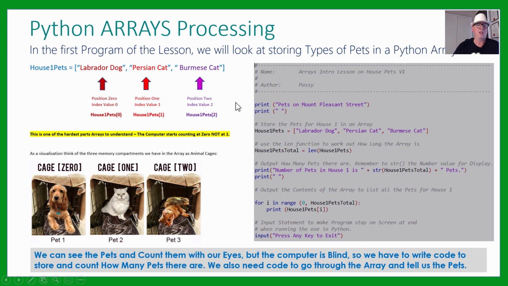All right, so when we set up the Python program for this, it takes a bit of work, because remember, we can just look at those cages. We've got eyes and we can see, we can count, okay, there's 1, 2, 3 items in the array there, and they start numbering at 0, 1 and 2 for the positions. But of course the computer's blind, and so we have to write code to cope with it.